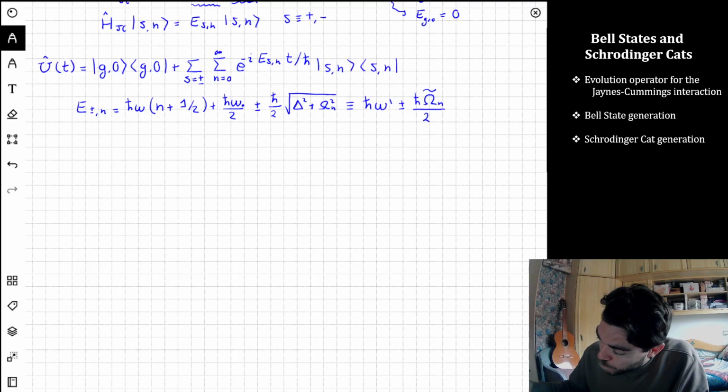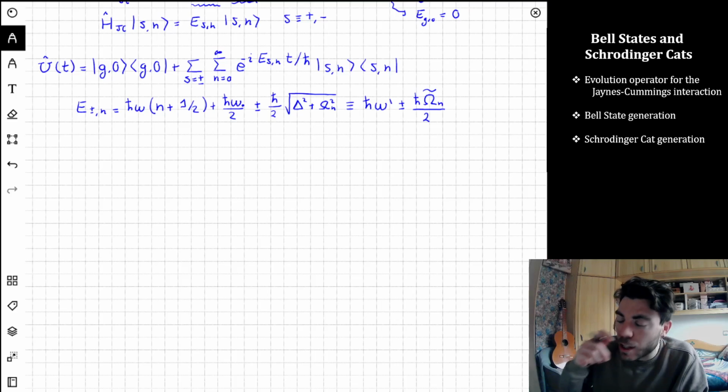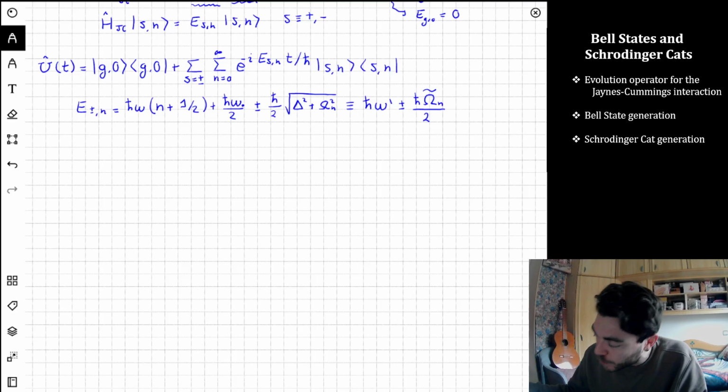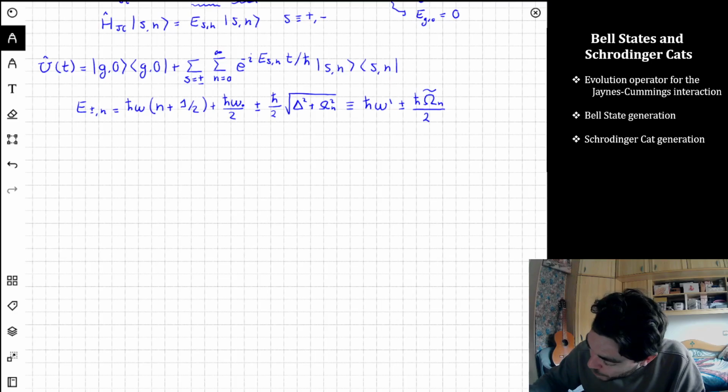And this is going to be so that when we substitute all of these energies into this exponential, it's not going to create an exponential that is very long to write. But clearly this omega prime is just a number, and this omega n is this square root.